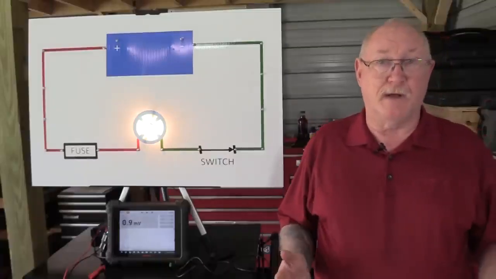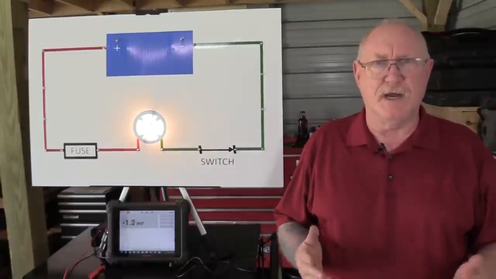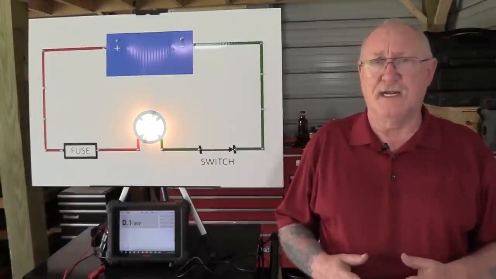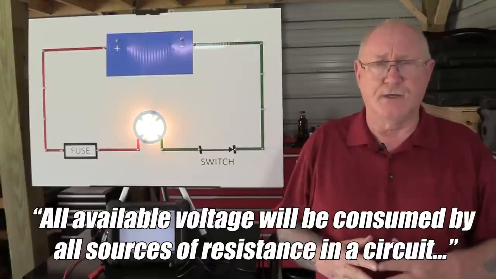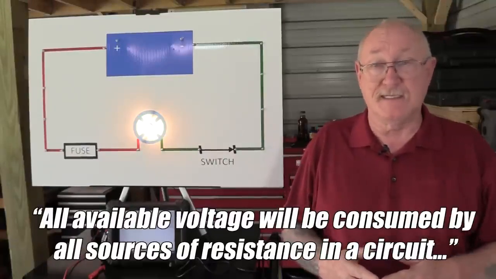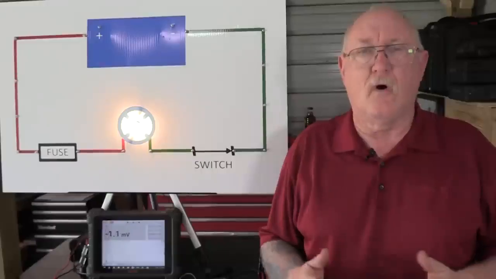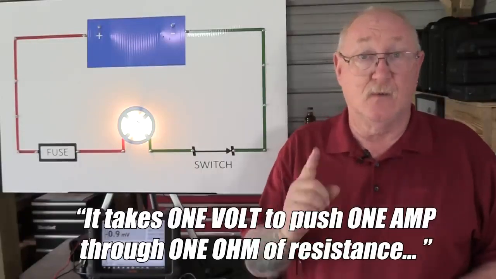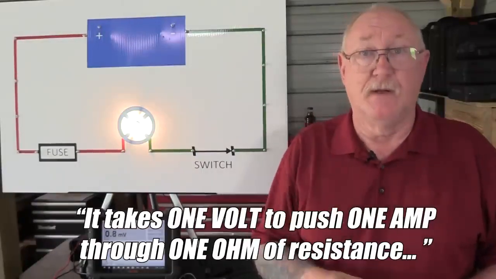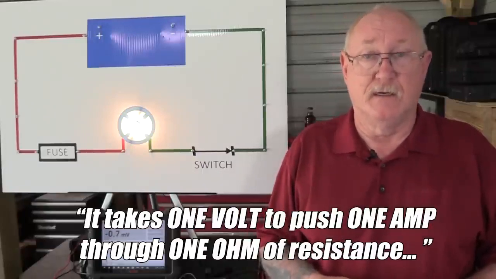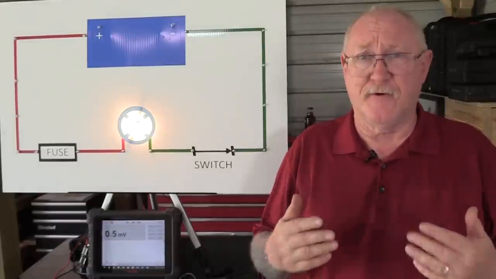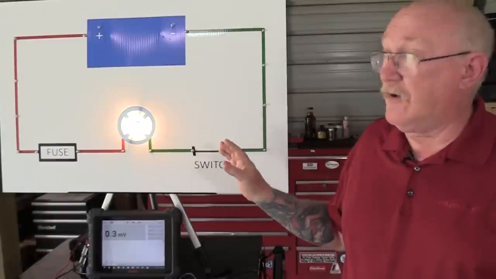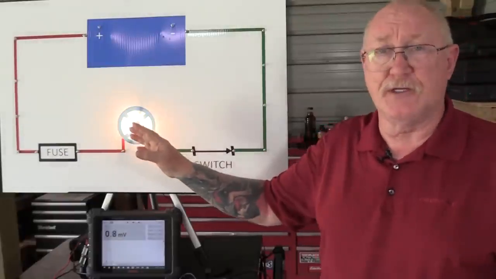But we have a friend by the name of Kirchhoff that gives us the information we need to develop a diagnostic strategy. Kirchhoff's law says, in part, that all available voltage will be consumed by all the sources of resistance in the circuit. For our purposes, it tends to build on what we learned in Ohm's law, that it takes 1 volt to push 1 amp through 1 ohm of resistance. Kirchhoff just takes that a little bit further, teaching us that everything in the circuit has some form of resistance, and all of it's going to take its share of the voltage that we started with.